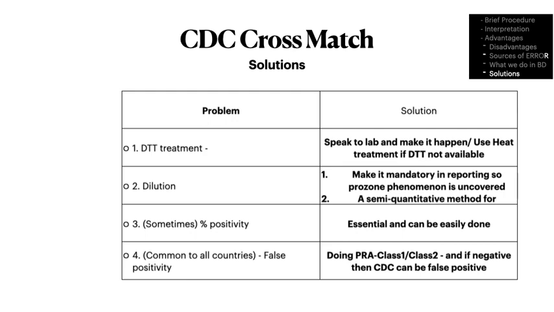So how do you detect false positives? Imagine you do PRA class 1, class 2, CDC, and also flow cross match all together at the same time. And if PRA is strongly negative, I mean class 1, class 2 are negative, the CDC cannot be positive. So one of the two is going to be wrong. And you know the flow is also negative. So flow is negative, PRA is negative, then the CDC cannot be positive. So if you get a positive CDC when the other two are negative, then CDC has to be a false positive test, and you have to repeat it.